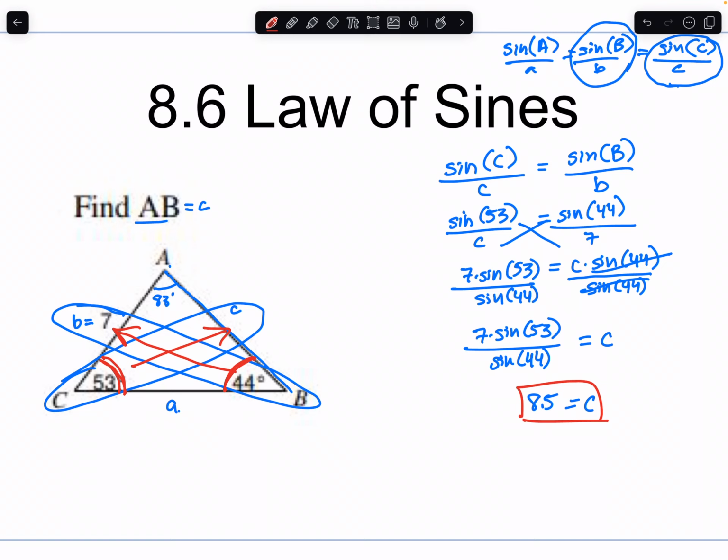I'm about to do another example of finding a missing side length. If you want, you can press pause, try the next example on your own, see if you're getting this. If you're understanding how to find the side and you want to skip over to finding the angle, go ahead and fast forward a little bit to the second half of this video.